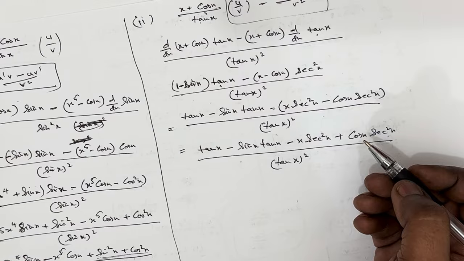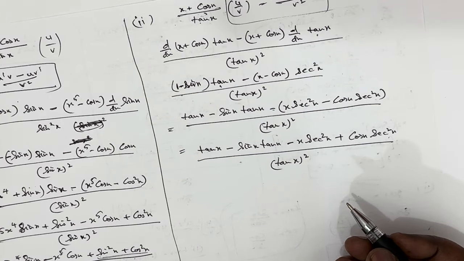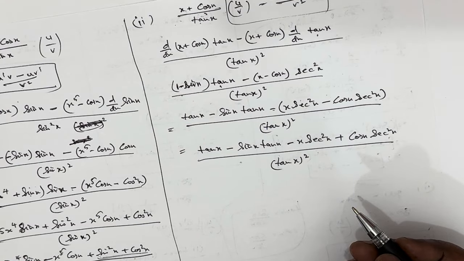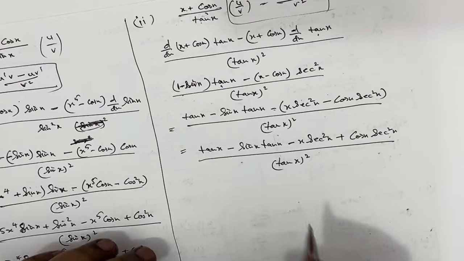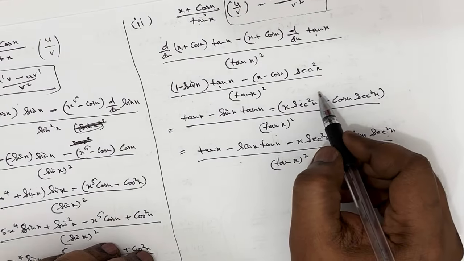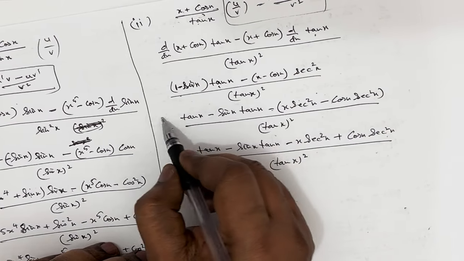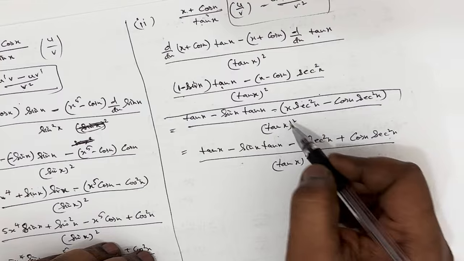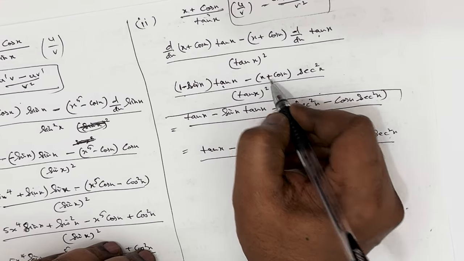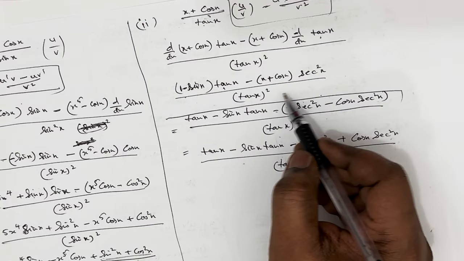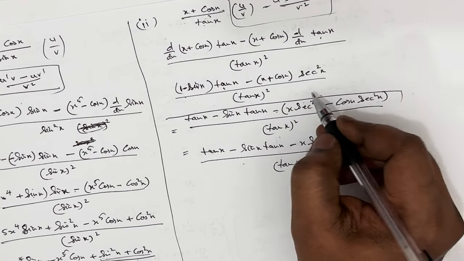Let me see. In the text it is up to here only. This is not given, so no need to do this. It's up to here only, and this is plus. This is it. This is the answer in the textbook. That's it.